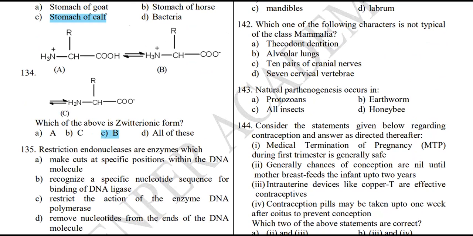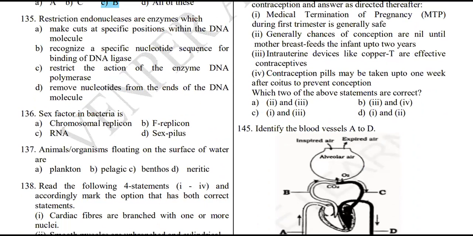Okay, the next question: restriction endonucleases are enzymes which make... You have to remember that endonucleases is given, so here itself it gives you an idea. It is going to be inside the DNA. Endo means inside. Nucleases are the ones which break DNA or any nucleic acid. Suppose there is a DNA. They are going to break in between the DNA or inside the DNA, not at the corners.